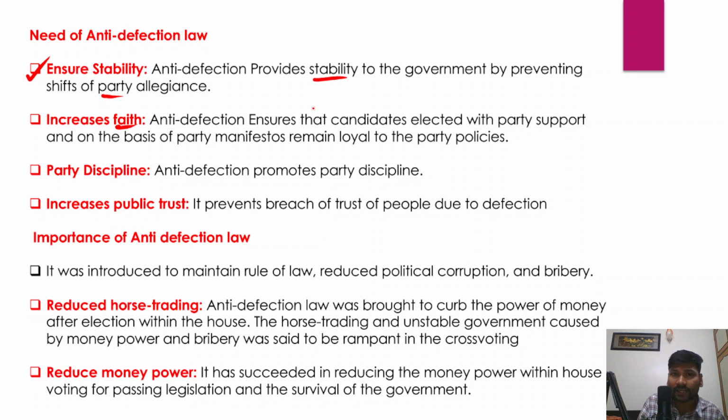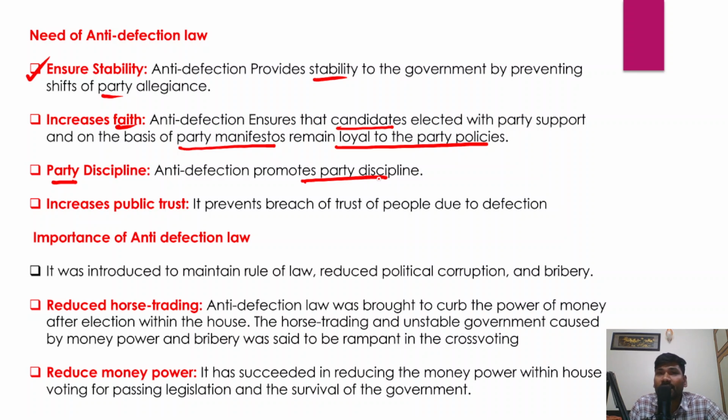Therefore, the anti-defection law ensures that candidates are elected with party support and on the basis of party manifestos, and they remain loyal to the party policies, and that would also ensure political stability. And similarly, it also results in discipline within political parties. How does it ensure discipline in the political parties? Because the anti-defection law promotes party discipline.